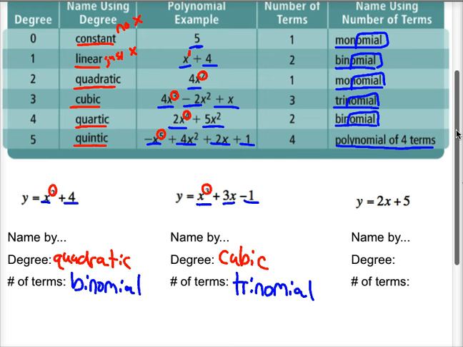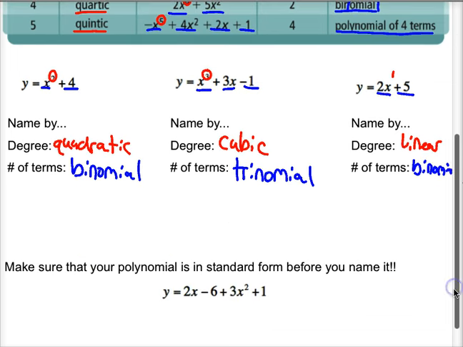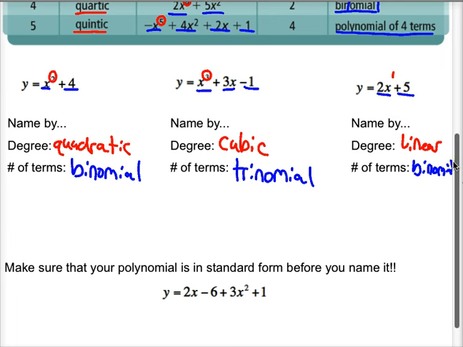The degree of this next one, well, there is no exponent on the x, which means it's a 1. And that's going to make this linear. And it has 1, 2 terms to it. 2 terms is going to make it a binomial.